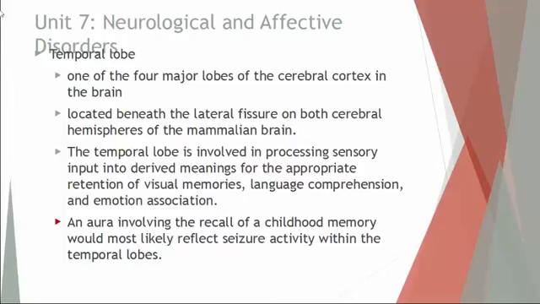So being able to retain information from memories, being able to comprehend language and emotions and how those go together. And an aura involving the recall of a childhood memory is most likely going to reflect some activities of seizures found in the temporal lobes.